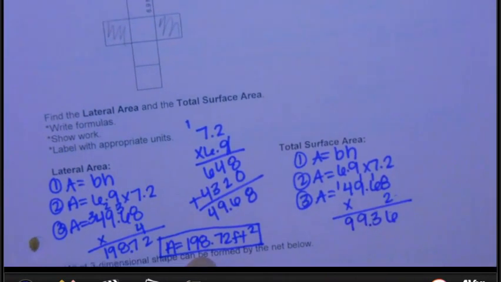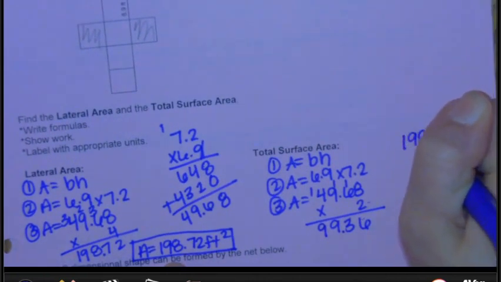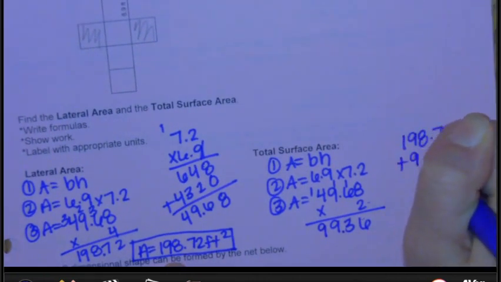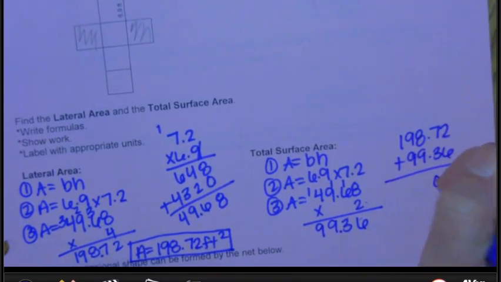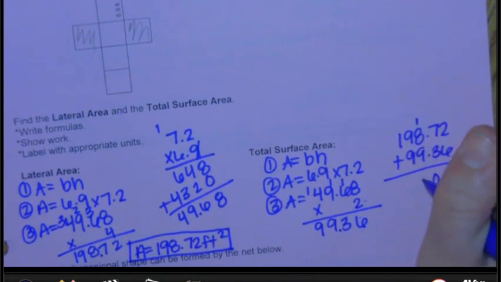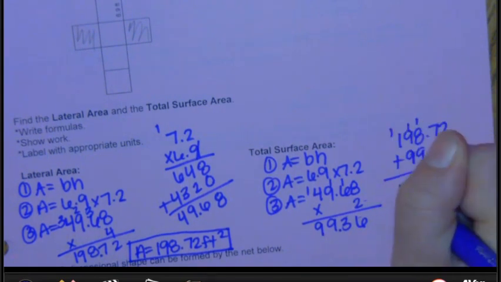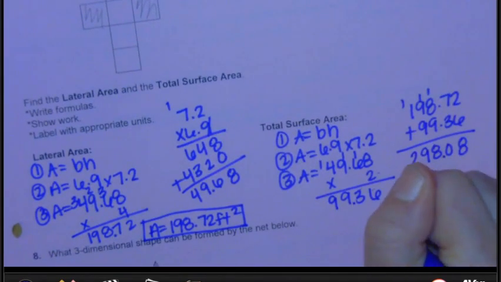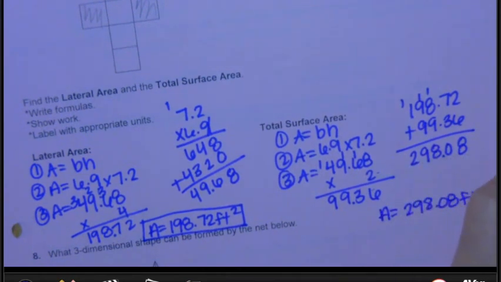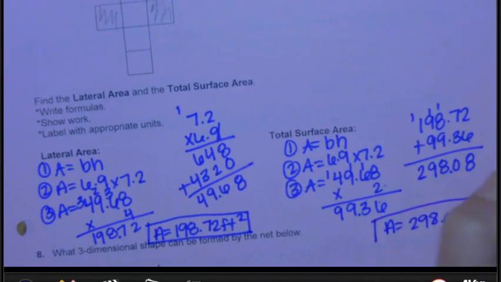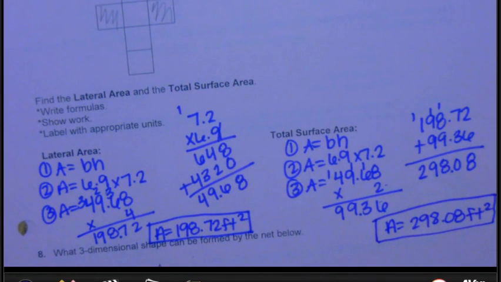And now I need to add these 2 numbers together. So I have 198.72 plus 99.36. 6 plus 2 is 8. 7 plus 3 is 10. 9 plus 9 is 18. 9 plus 9 is 18, plus 1 more is 19. 1 plus 1 is 2. So I have a grand total surface area of 298.08 feet squared. Double check my math. 7.2 times 1, 2, 3, 4, 5, 6. 298.08.